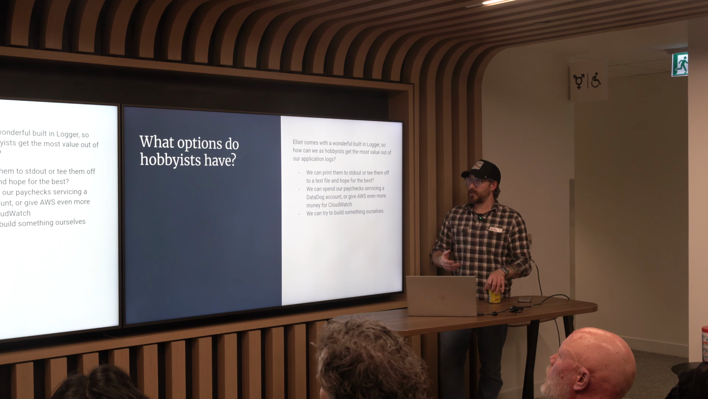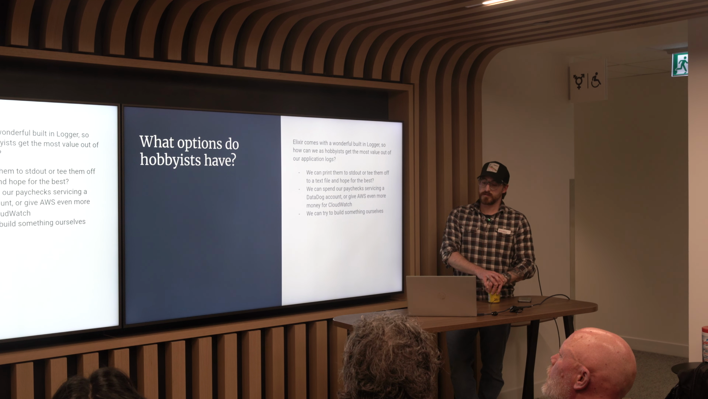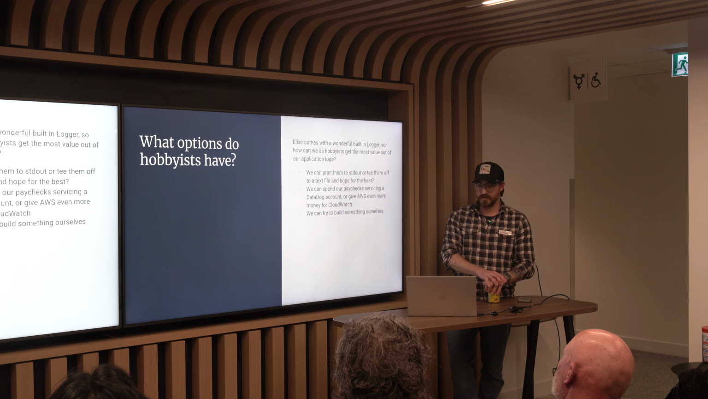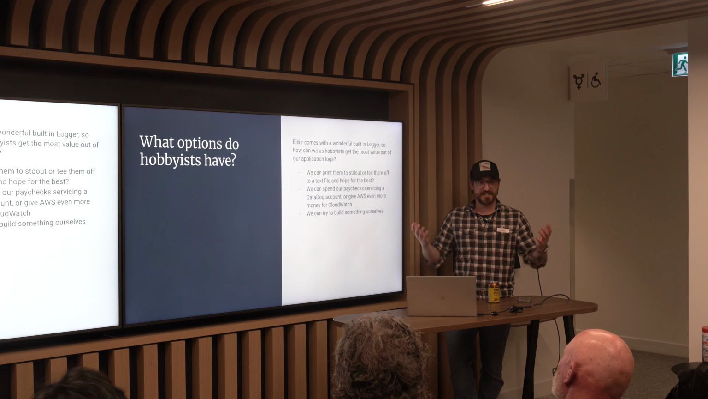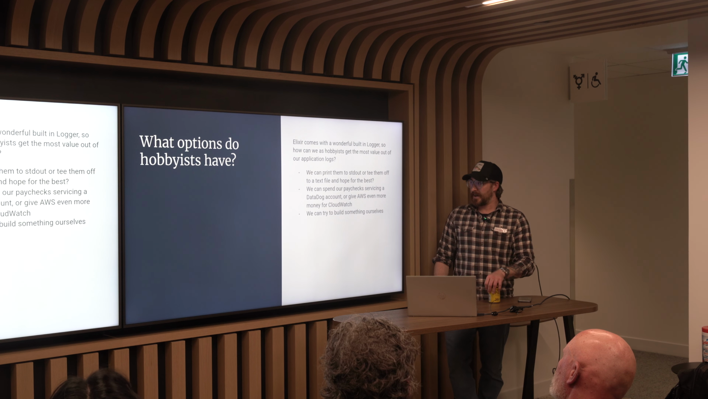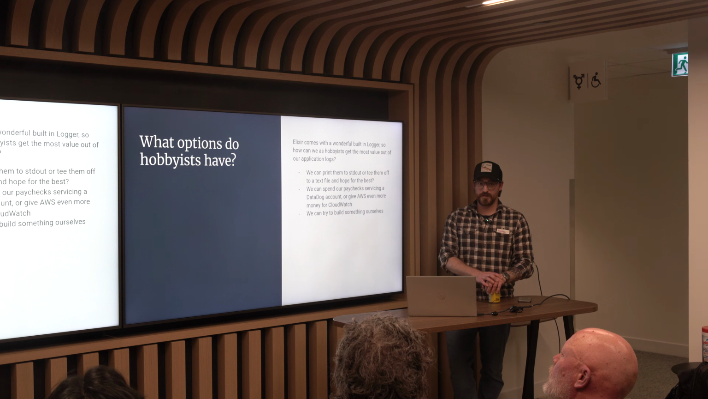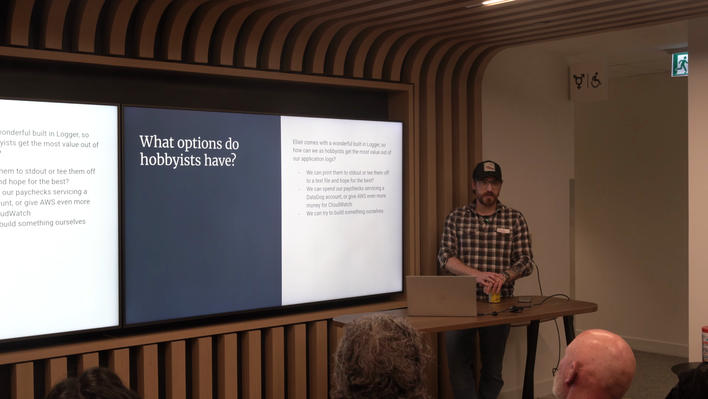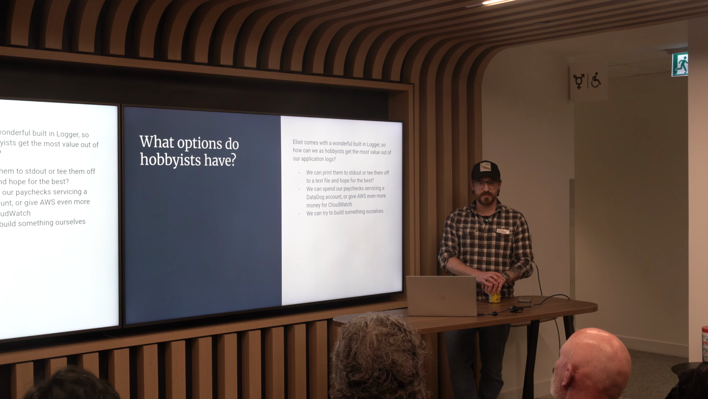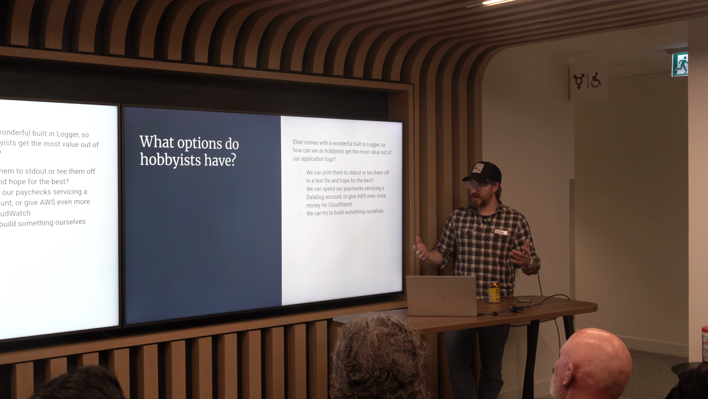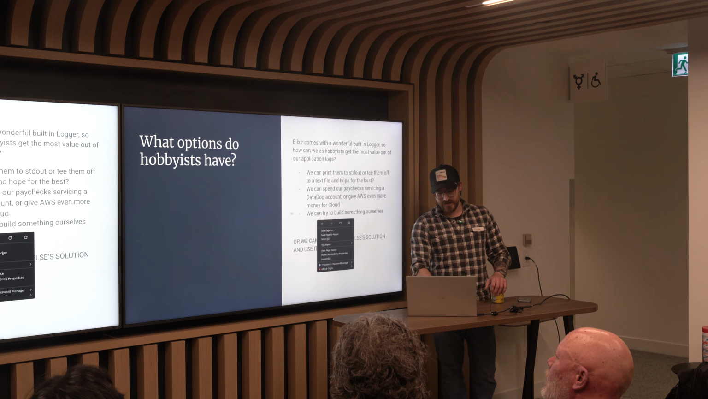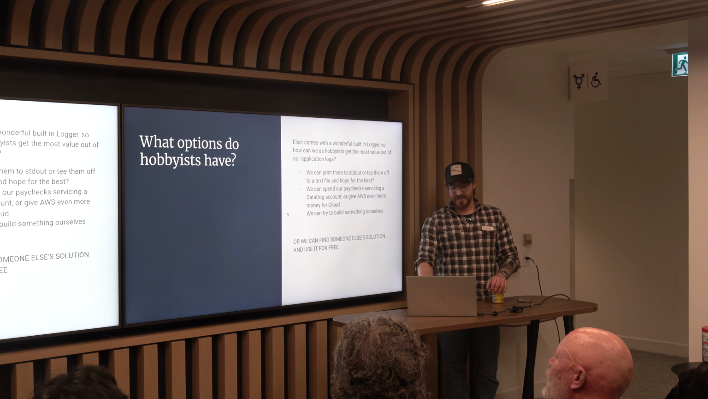So what options do we have? Well, Elixir comes with a wonderful built-in logger, and we want to get some value out of it. So what can we do? We can print them to the I/O or tee them off to a text file and hope for the best, but you can't really aggregate that way. You can't really sort. You can't search easily. We can spend our paychecks servicing a Datadog account, or we can give AWS even more of our money for CloudWatch, but I really don't want to do that. Or we can try to build something else ourselves, but then we take initiative and time away from our side projects onto something that probably is going to suck. So let's see if we can find something else. We can find someone else's solution and use it for free.